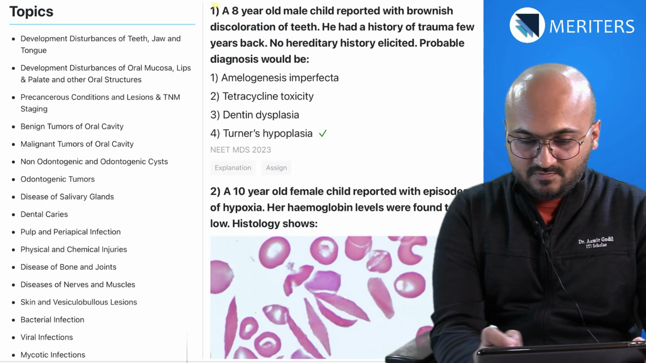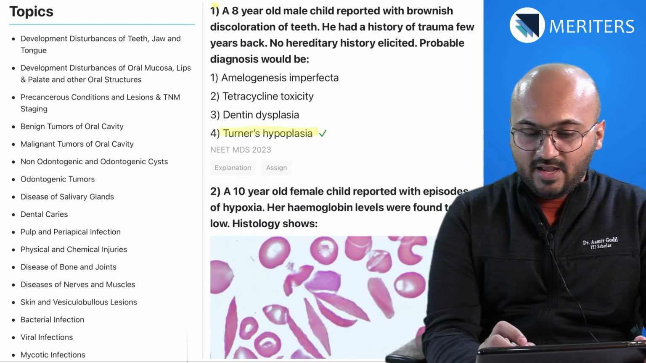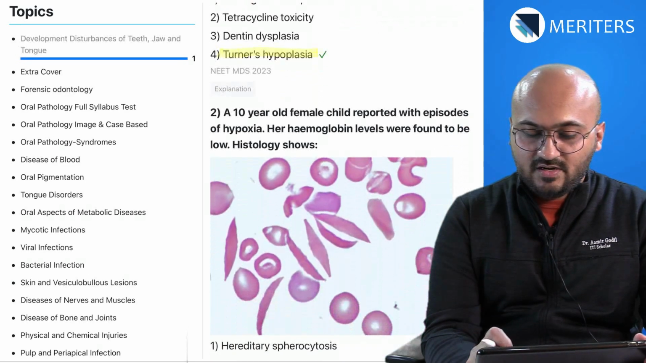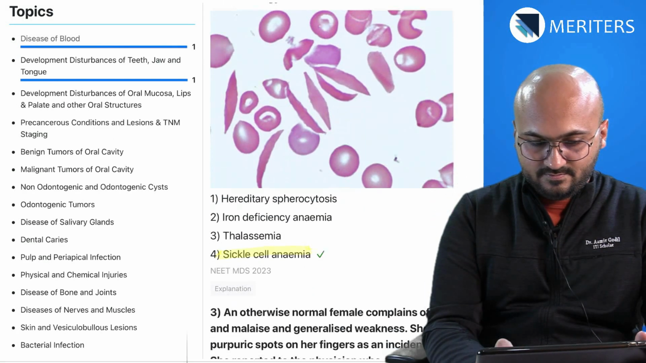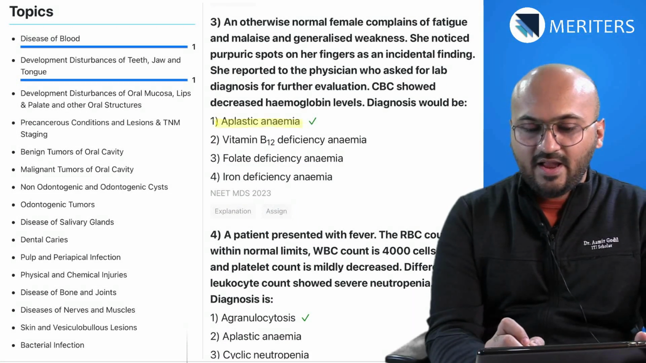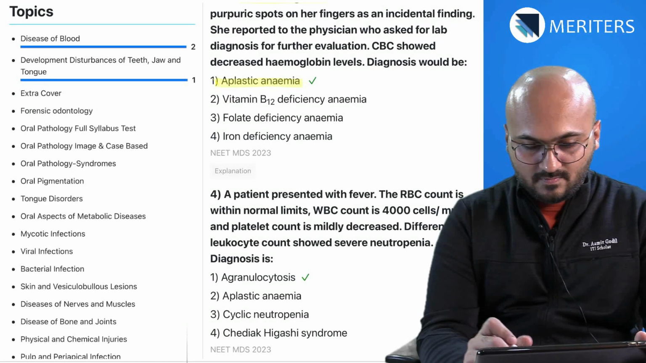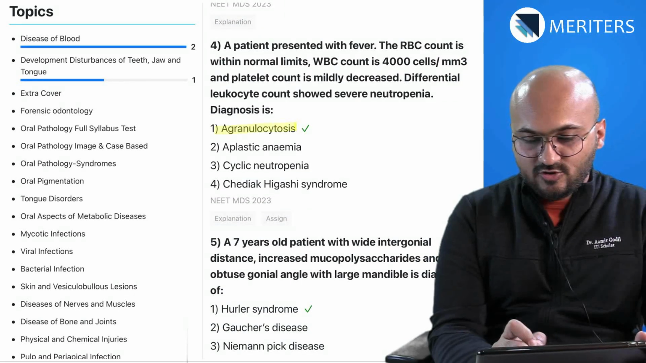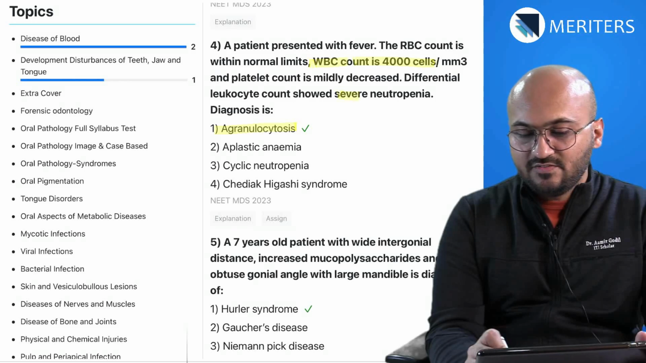So the first question is on Turner's hypoplasia, which is a form of enamel hypoplasia. Here an 8-year-old child is reporting with brownish discoloration. So this is a developmental disorder. Then we have the photomicrograph of sickle cell anemia. Then here there is aplastic anemia and a case-based question with a patient with malaise and generalized weakness. So that's diseases of blood. Then again diseases of blood, agranulocytosis.